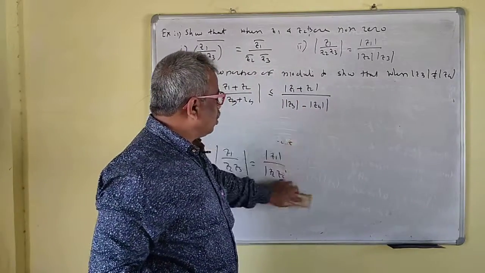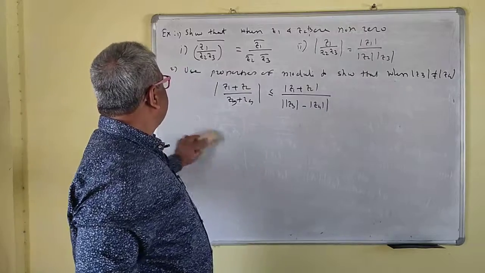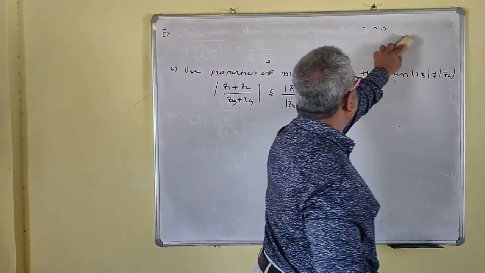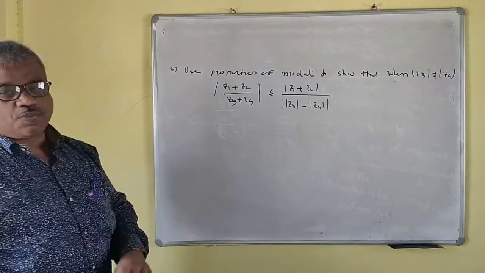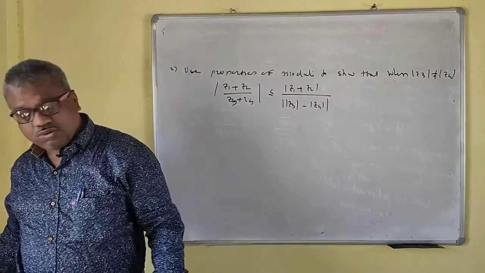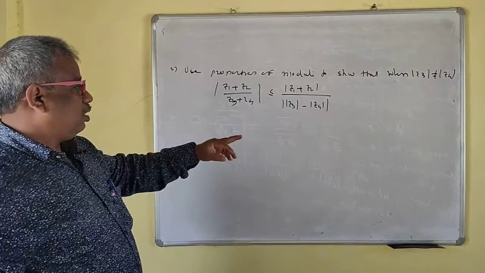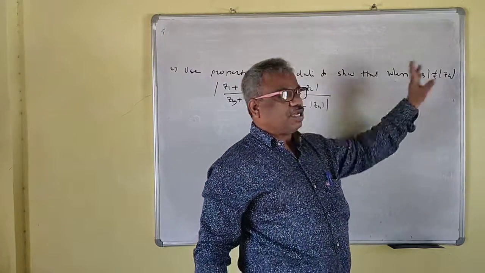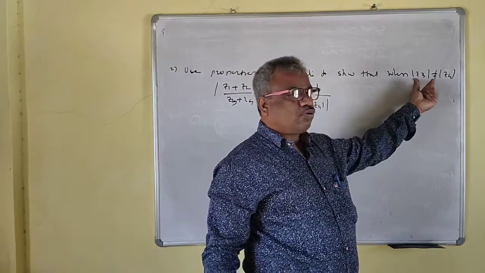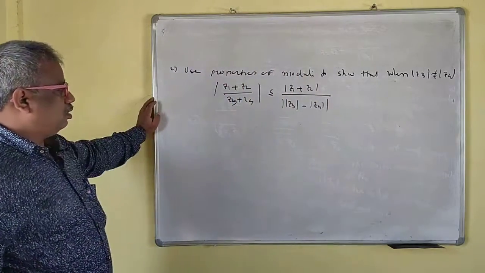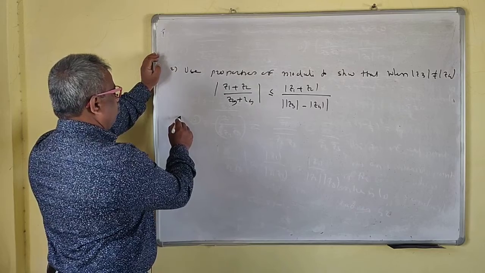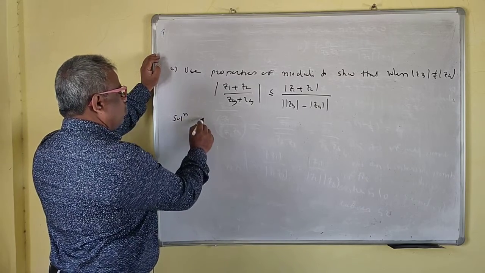Okay, so we go to the third one now. So we have to use the property of this one. Now see the second problem. Use the properties of the modulus, that means moduli, to show this. We are given that the magnitudes of Z3 and Z4 are not the same. Okay. So, solution.